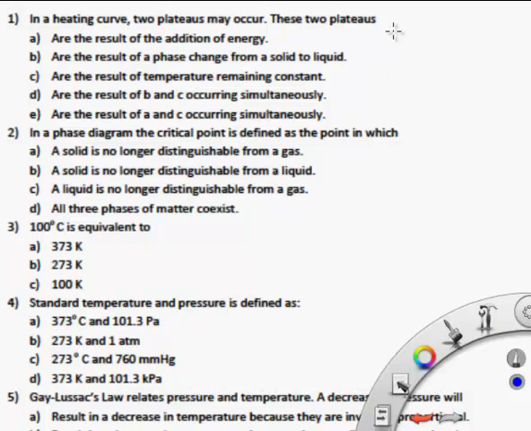Welcome. Now we're going to take a look at the gas laws quiz. Question number 1. In a heating curve, two plateaus may occur. These two plateaus are, which of the following?